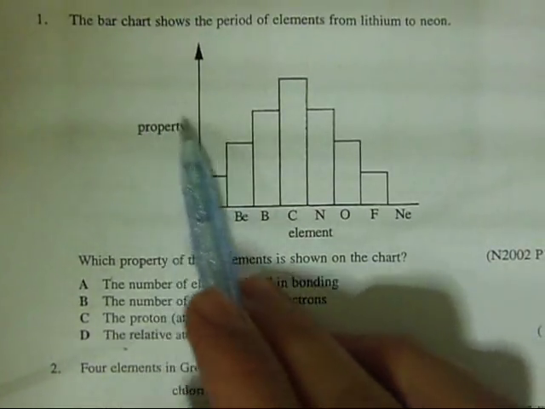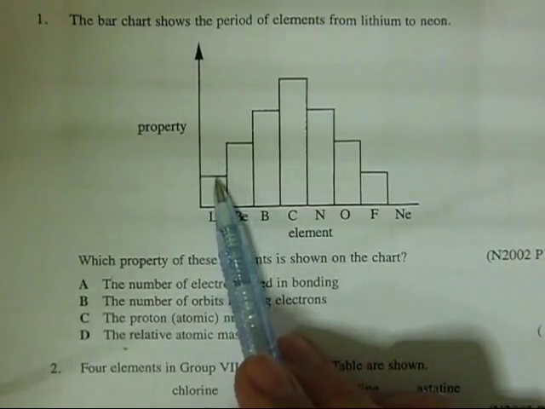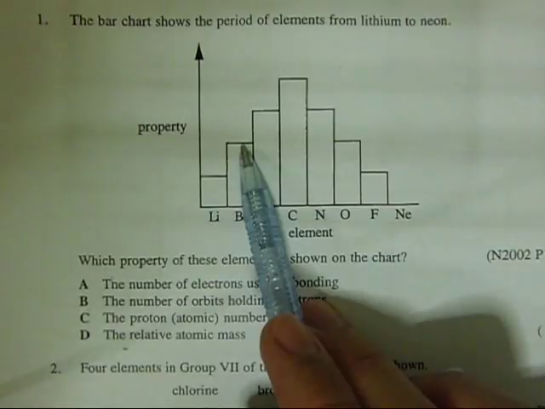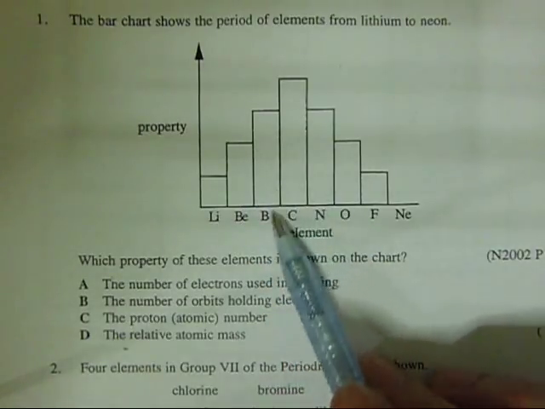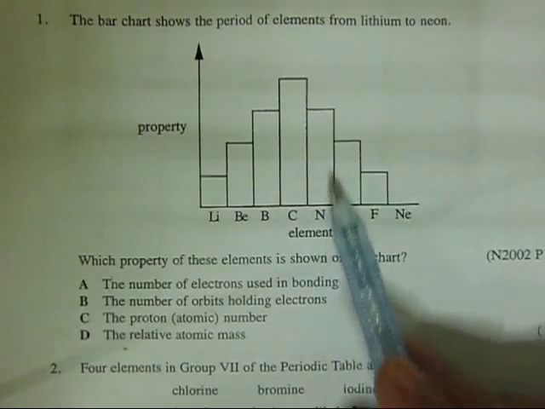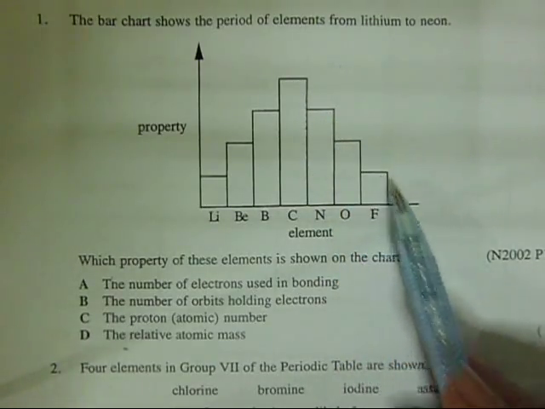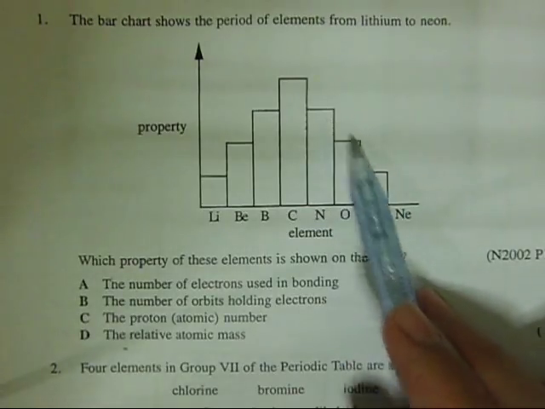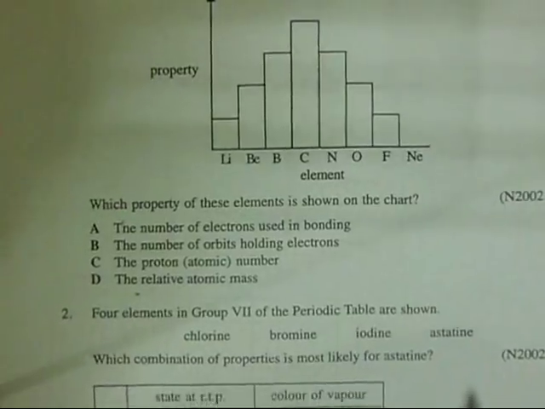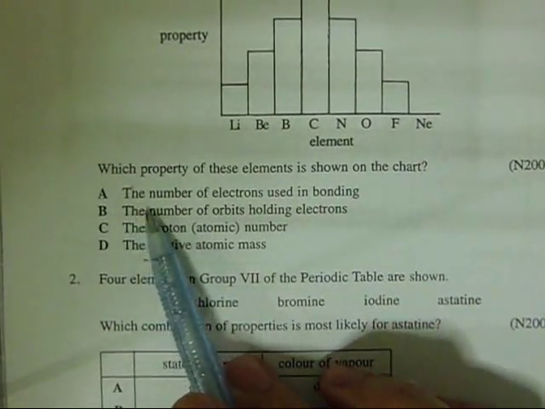Now, this particular property we're trying to find, what is it? For lithium the value of this property is the lowest. For beryllium it is a bit higher. Then it would increase for boron. For carbon it is the highest. For nitrogen it then drops down. For oxygen, fluorine and neon it drops all the way down. So this particular property we do not know what it is, we're trying to identify it. Now let's look at all these options one by one.